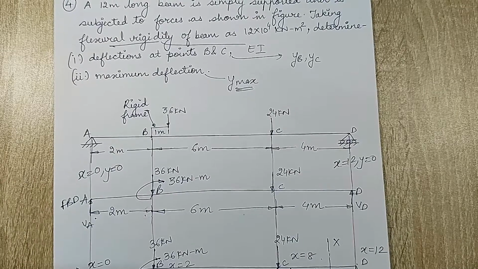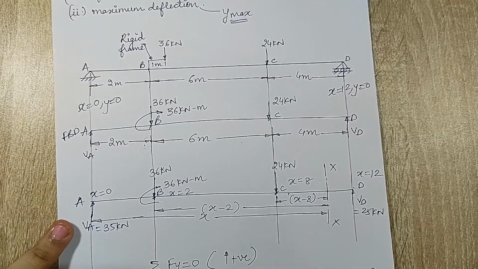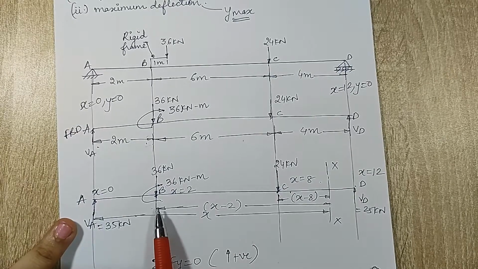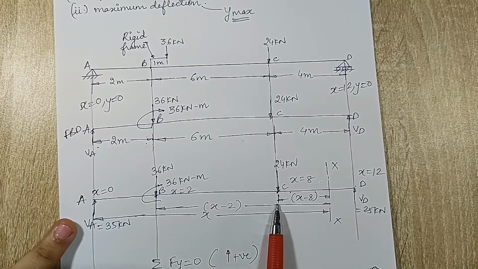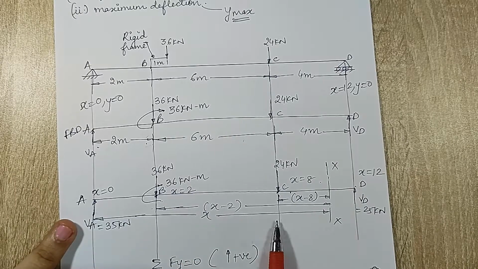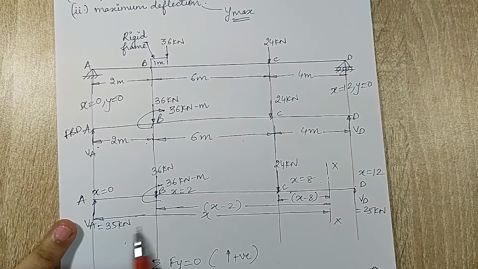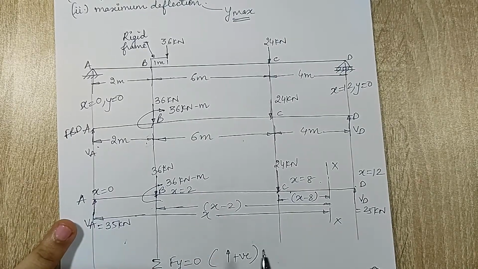Next, I have to calculate Ymax. So I'm going to use the same technique which I have used in the previous numerical. I'll assume that the maximum deflection is between B to C portion. I'll try to calculate the value of X. If it falls in the range, I'm correct. If I get the value ahead of this range or behind the range, then I'm going to just correct and write down the ranges between A to B or C to D.